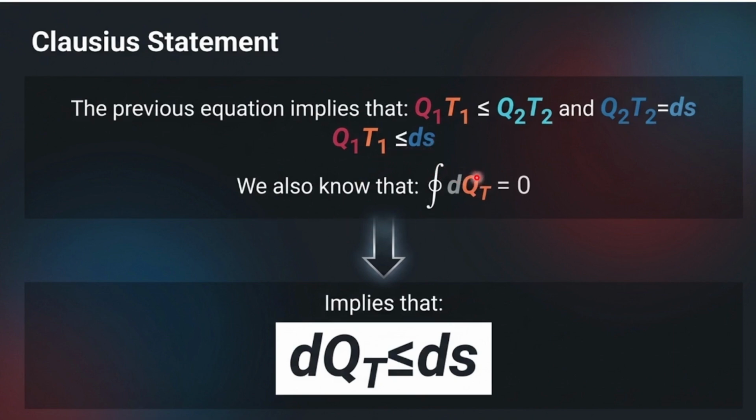But we also know that the cyclic integral of dQ on T is equal to 0. It therefore means that dQ on T is less than or equal to dS. This inequality is actually the Clausius inequality, and it permits us to establish a relationship between heat energy and dS. I said that dS was entropy actually. So there's a relationship between heat energy and the entropy of a system. But now, how is it related?